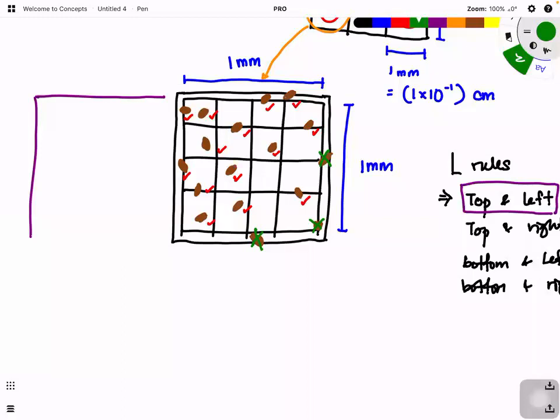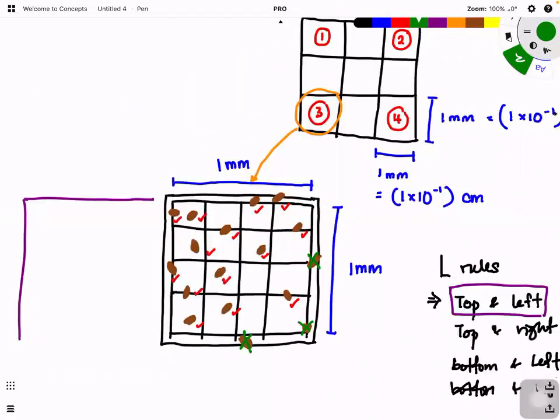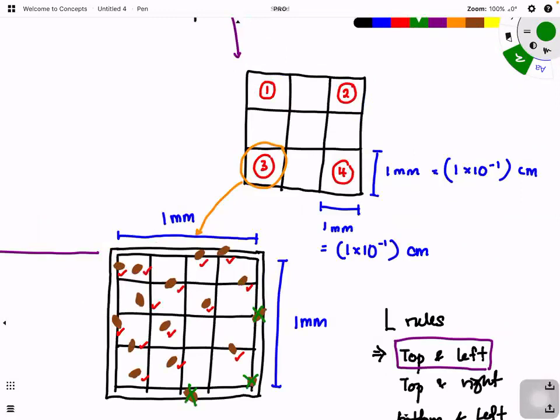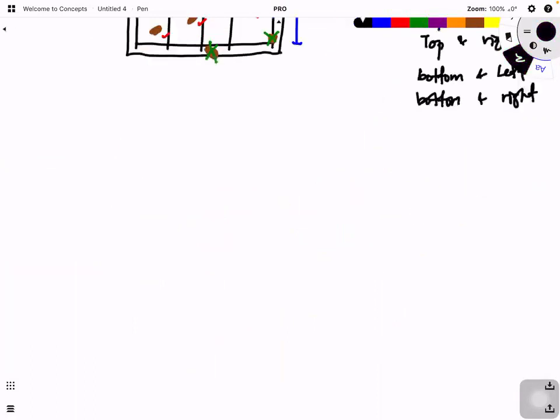Oh, now I want to use top and right. Oh, I want to use bottom and left. Cannot. You have to define it, then you use it. Then we use it for all chambers. So let's say, for example, I'm going to use top and left for every chamber. Are you clear?